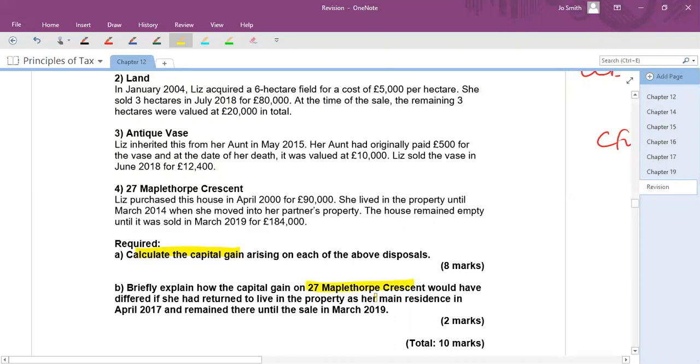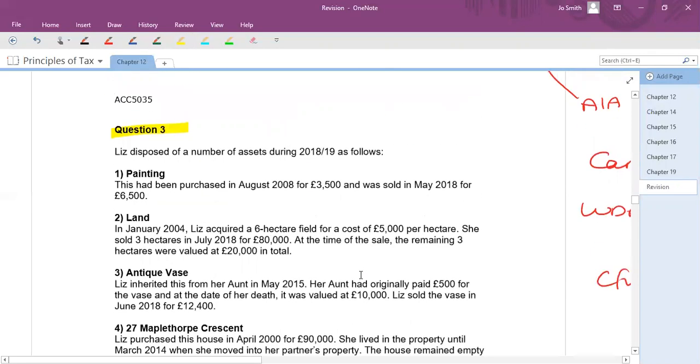How would it have been different if she returned to live in the property as her main residence and remained there until she sold it? We'll look at what that is when we get to it. So let's do the main part first of all, then the capital gains.